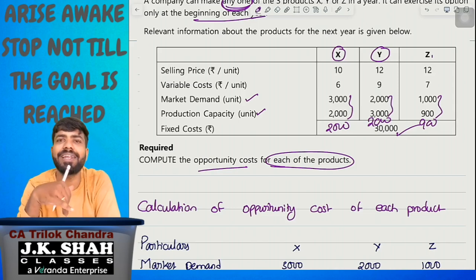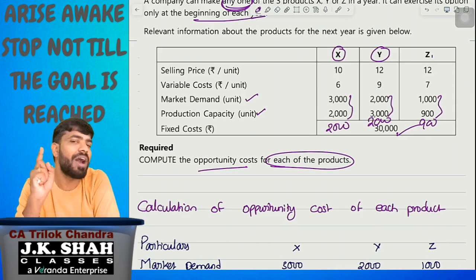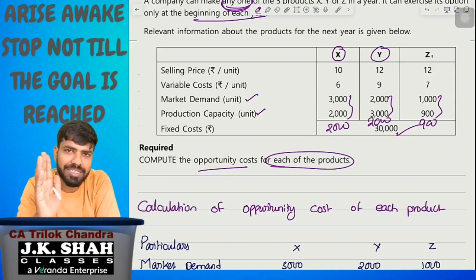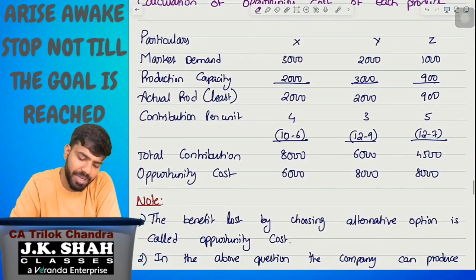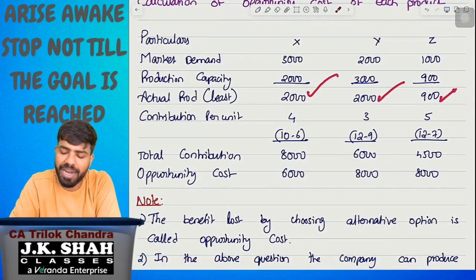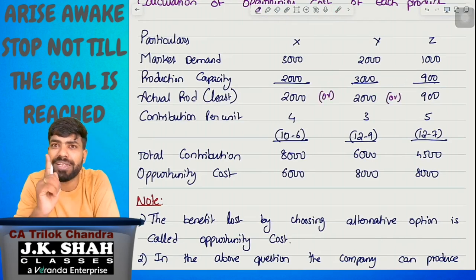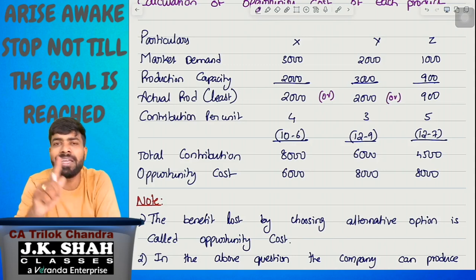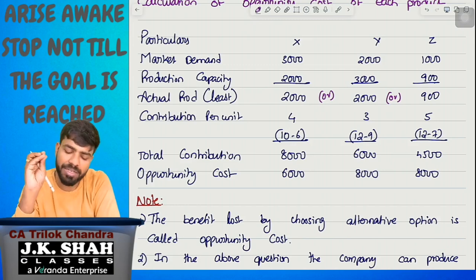Are you understanding? Here, they have the opportunity to select only one product, either X or Y or Z. Now look at here. Calculation of opportunity cost of each product. The production can be either 2000 of X, or 2000 of Y, or 900 of Z. This is the condition. They cannot produce all 3. They can produce only one product. It is clearly stated in the question. So either they can produce X or Y or Z.